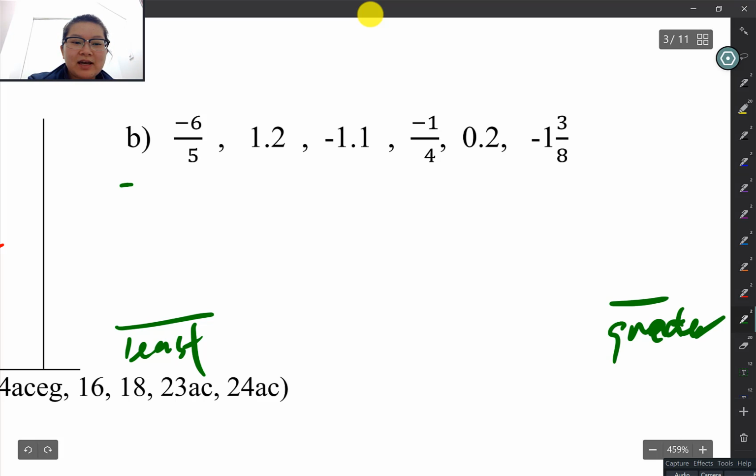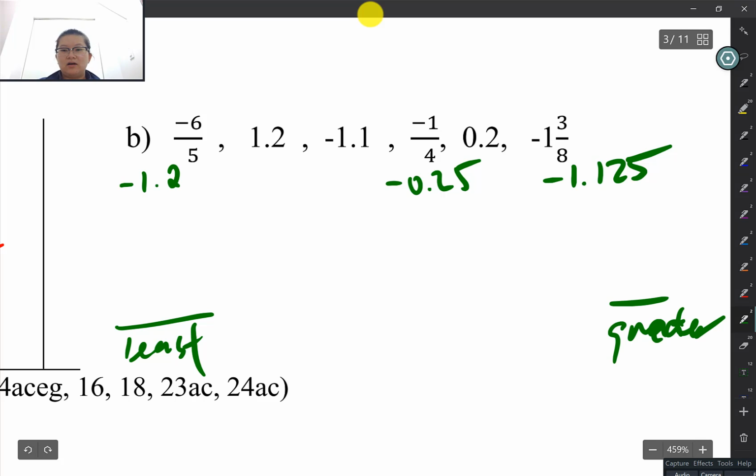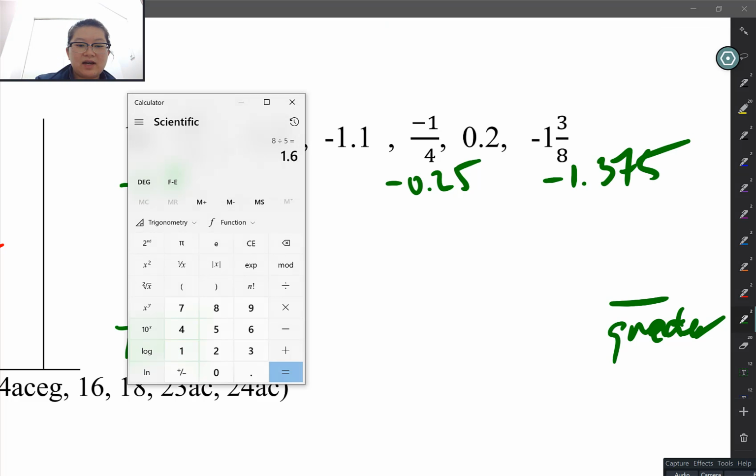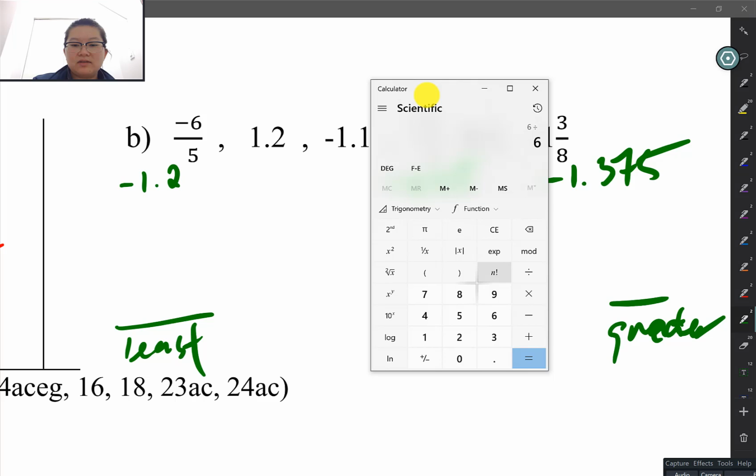This first one is going to be negative 1.2, I believe. Okay, 1.2, yes, that's right. Next up, I have negative 0.25. This one is going to be negative 1.375, okay? I'm just gonna double check that. 3 divided by 8 is 0.375, and this one, just to check my math.